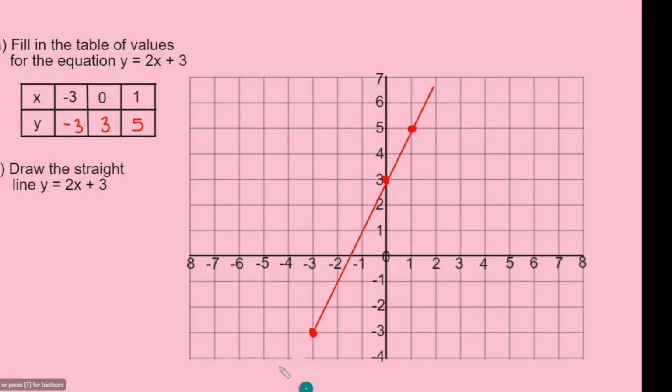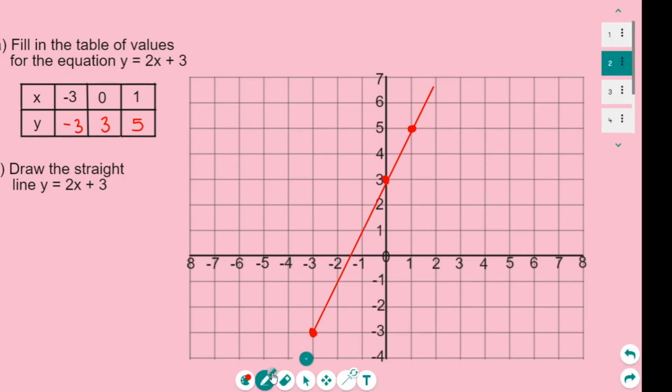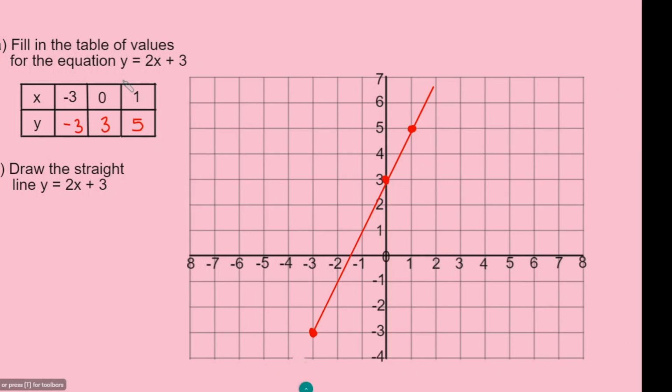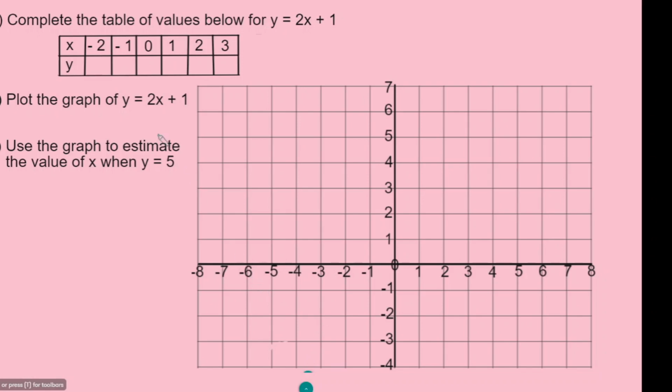So to complete our question, we need to write the equation on top of the line, anywhere on the line. I can write it here, up here, but let me write it down somewhere here. So y is equals to 2x add 3.